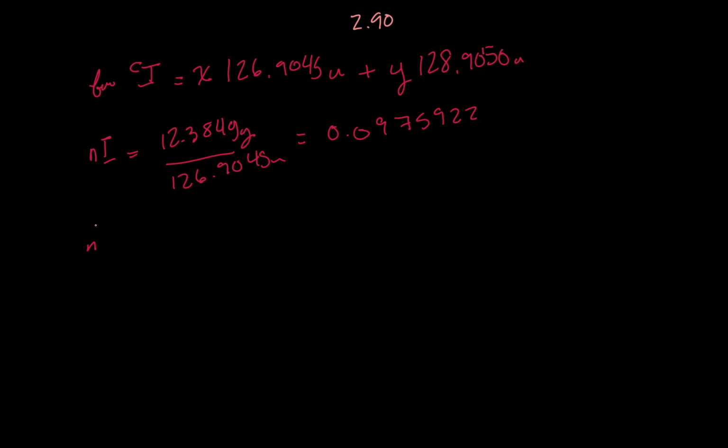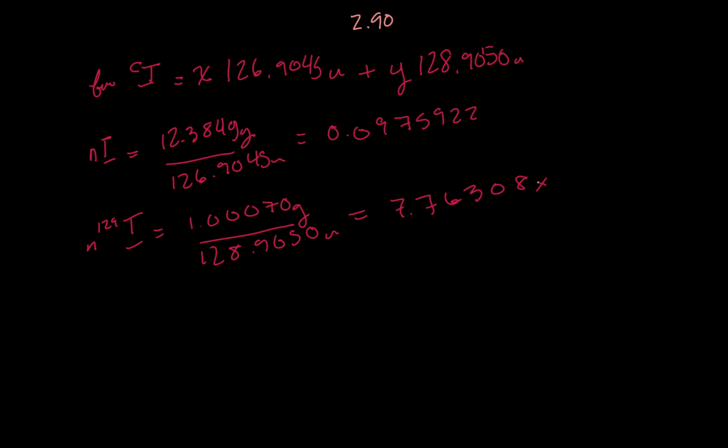Okay, for the radioactive iodine that's contaminating it, that's 129. We had, fortunately, many fewer grams, divided by 128.9050. Okay, and this gives us a much smaller figure, 7.76308 times 10 to the negative 3 moles.